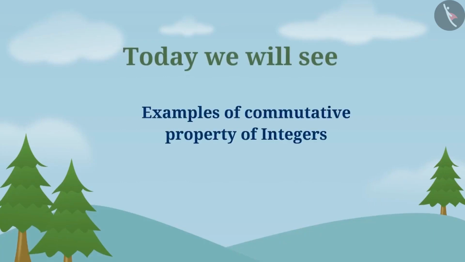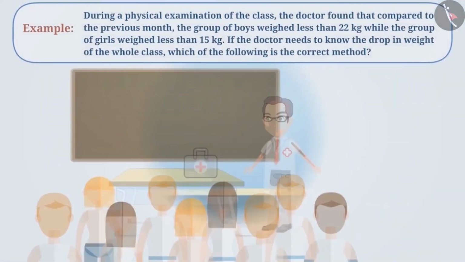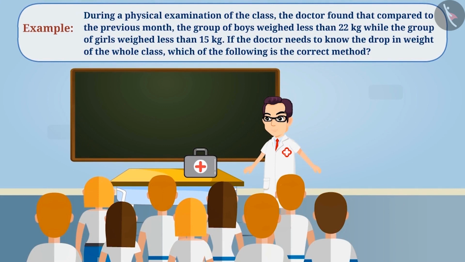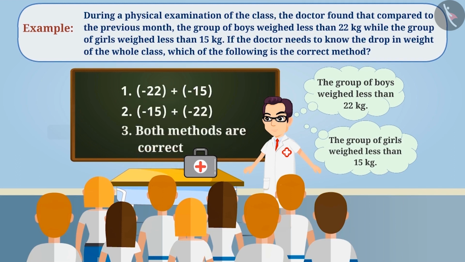Today we will see some examples of the commutative property of integers. During a physical examination of the class, the doctor found out that compared to the previous month, the group of boys weighed less than 22 kg, while the group of girls weighed less than 15 kg. If the doctor needs to know the drop in weight of the whole class, which of the following is the correct method?